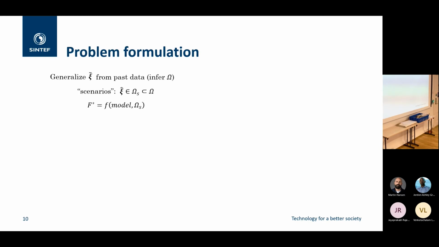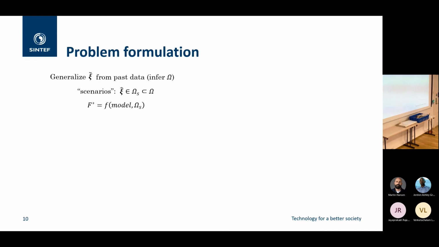So basically, we are trying to generalize this ξ from past data, and that means that we infer a space Ω. And then from this space, we generate scenarios that we call ξ hat, which will belong in Ω_S, a subset of Ω, the big one. Why? Because there's an inherent limitation on the number of scenarios that we can use, if we are considering no decomposition techniques and just the two-stage stochastic optimization problem.